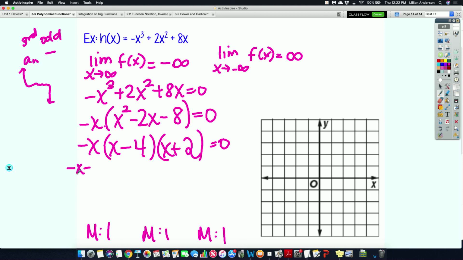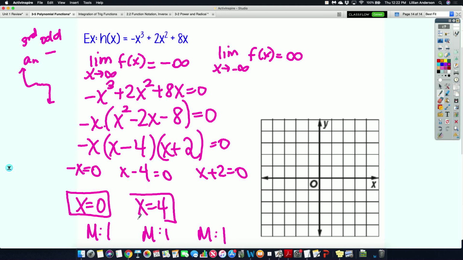So now when I set each one equal to 0, I can solve and find my zeros. X equals 0. Divide by negative 1. X equals 4, because I would add 4 to both sides. And x equals negative 2, because I would subtract 2 from both sides, and every single one of those has a multiplicity of 1. So I'm at negative 2, 0, and 4. And in every single one of those, I'm going to cross.